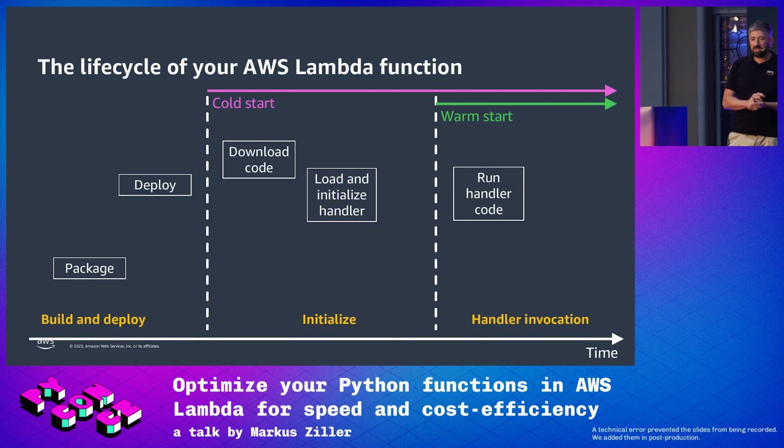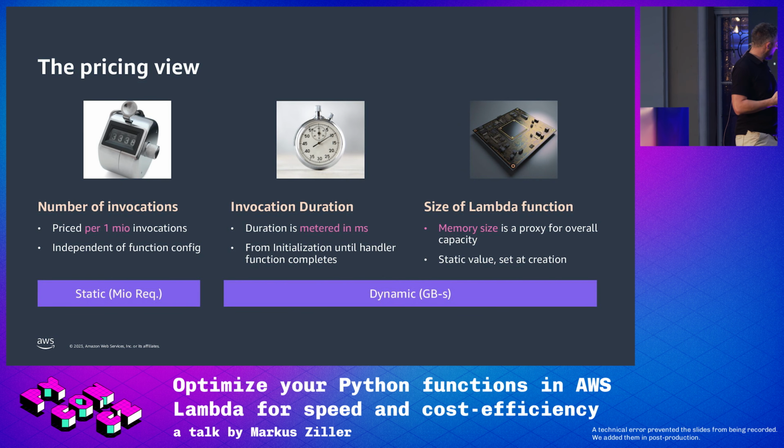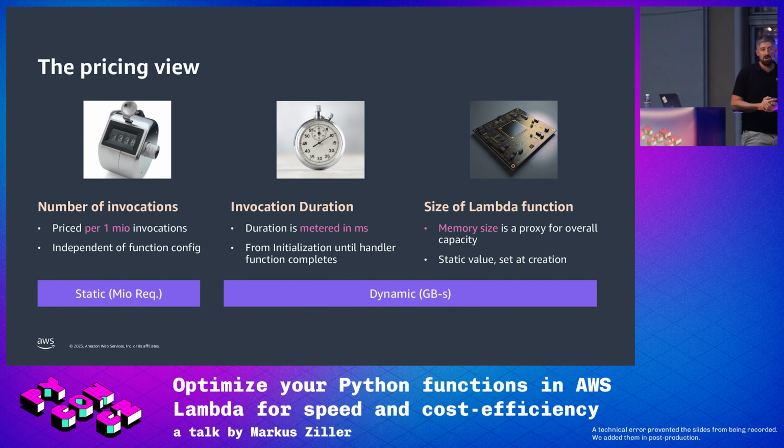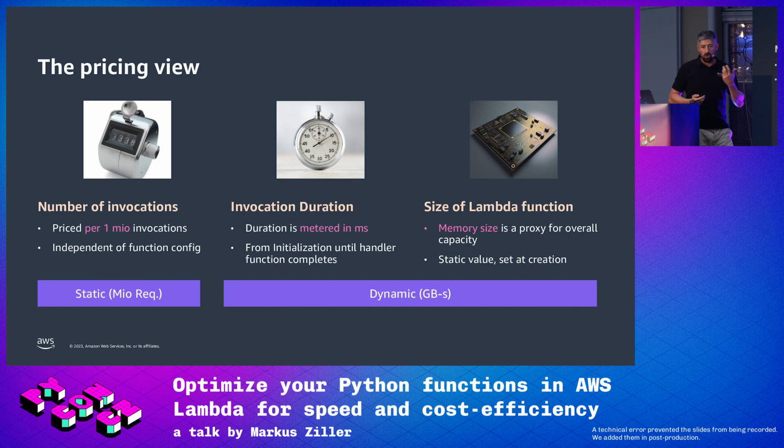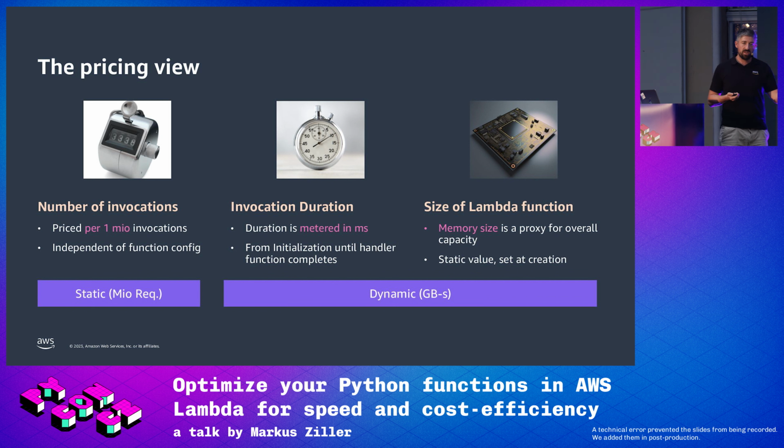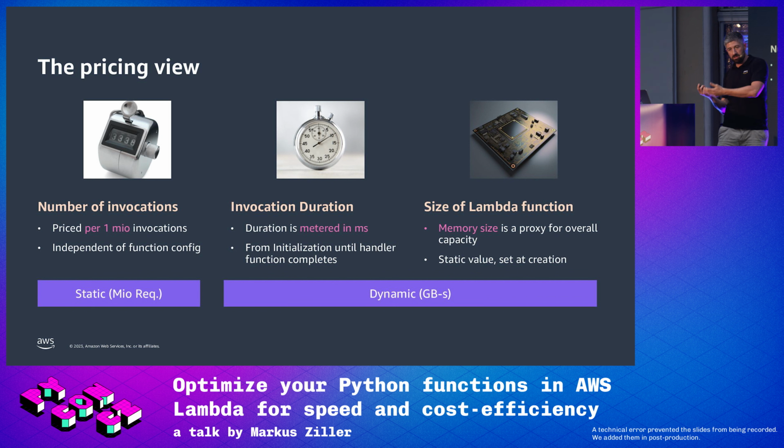Then there's another view, that is the pricing view. So there are three components that determine how much you pay for your Lambda function. One is the number of invocations. That is typically per 1 million invocations. Then there is the invocation duration. How long does it take your function from being called to being finished by returning a result or crashing if you're unlucky. And the last part is, what's the size of your Lambda function?